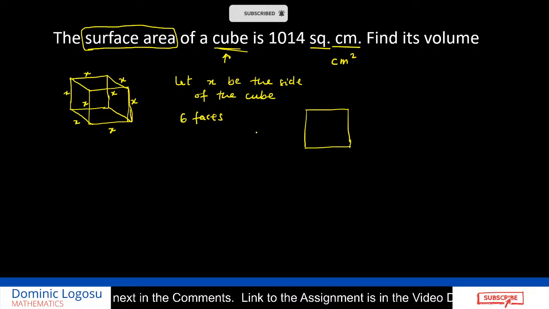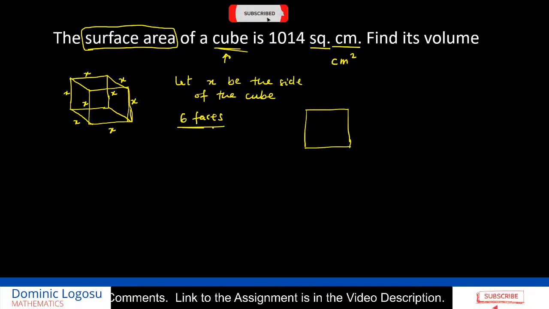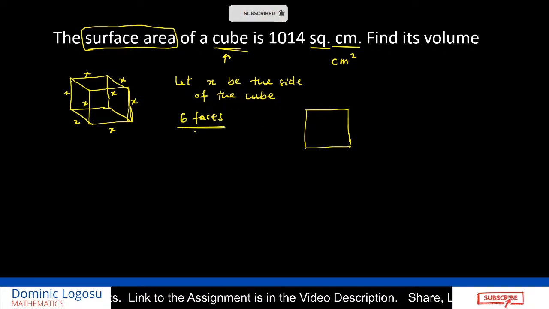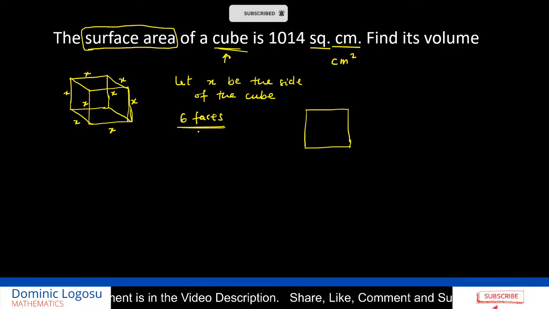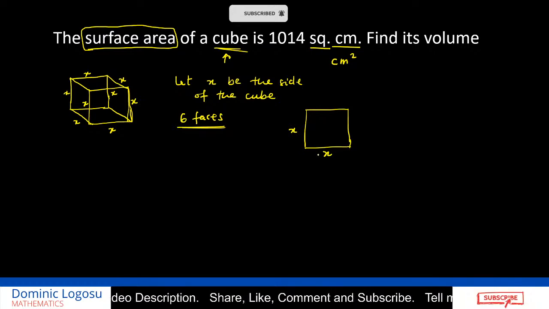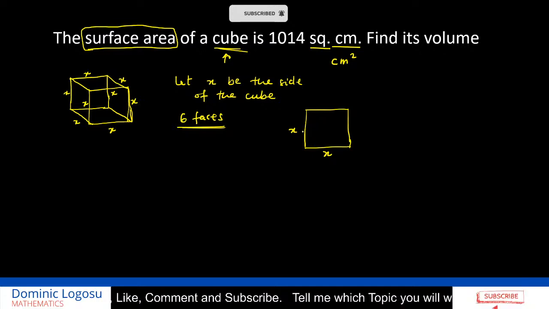So as I was saying, we've established that the number of faces, or the number of squares that will make up a cube, is 6. And then to find the area of one square is going to be x times x. Why x times x? Because a square has the same side. All the sides of a square are equal. So to find the area of one square is x times x. Now x times x is the same as what?